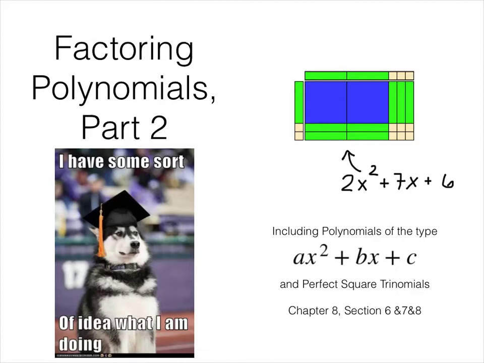So we're going to be looking at trinomials that have ax squared plus bx plus c in them. We're going to also factor by grouping, and we'll also take a look at perfect square trinomials.